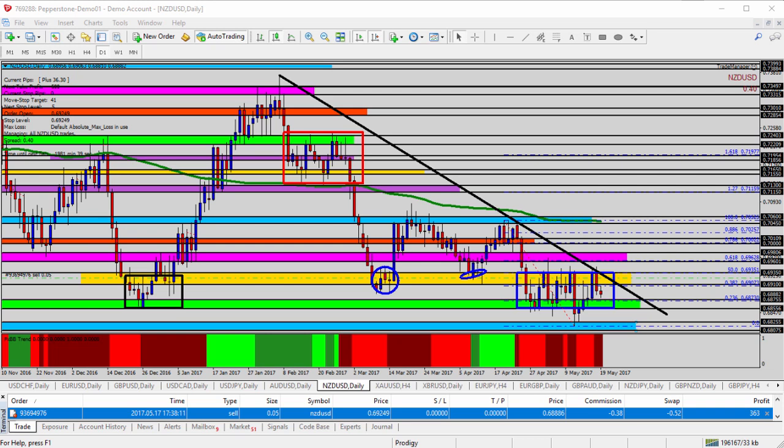Starting here on the NZD USD, the New Zealand dollar, US dollar daily time frame, we can see that this currency pair clearly has been in a downtrend along the black trend line. Over the past couple of weeks, though, we've seen it in a little bit of a range, the blue box at the bottom of the chart between the yellow zone, 69.35, 69.10, and the green zone, 68.75, 68.55.